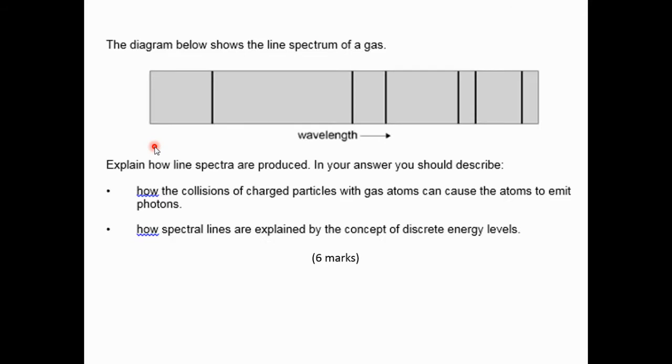Okay, slightly longer question now. The diagram below shows the line spectrum of a gas. Explain how the line spectra are produced. In your answer, you should describe how the collisions of charged particles, this is important, it's not talking about photons, it's talking about charged particles with gas atoms can cause the atoms to emit photons. And secondly, how spectral lines are explained by the concept of discrete energy levels. So 6 marks, so you need at least 6 bullet points. So you should pause the video and give yourself 6 minutes for this question.